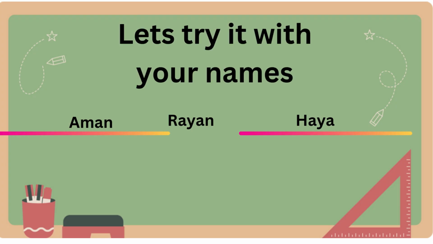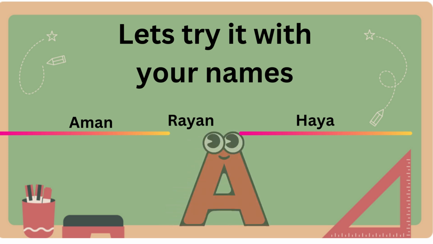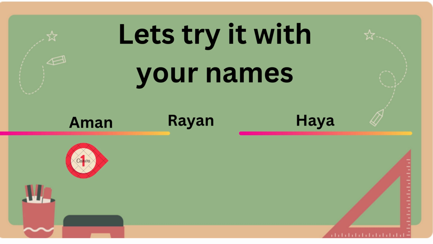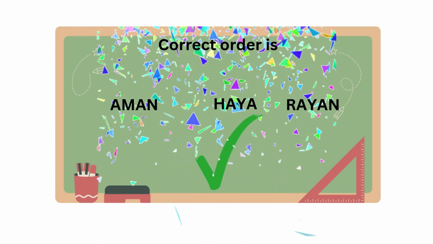Let's try it with names, shall we? Listen carefully. Aman, Haya, and Rayan. Now, which name starts with the letter that comes first in the alphabet? A is the first letter in ABC, right? So Aman comes first. Then comes Haya, because H is later than A but before R. And finally, Rayan, because R comes after both A and H. So the correct order is Aman, Haya, Rayan. See how easy and fun that was?